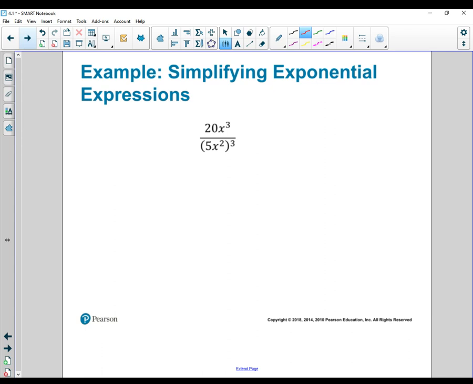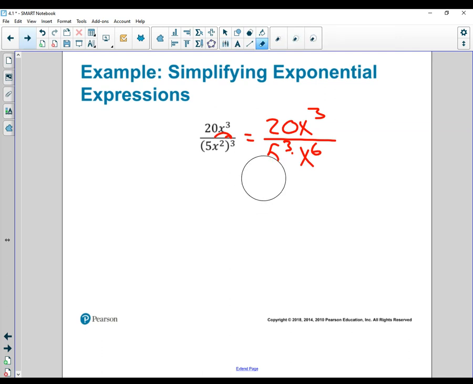Okay, so simplify this thing to its entirety. I'm probably going to do the exponents first here. So 20x cubed divided by, guys, what's 5x squared to the third? Close. It'll be 5 to the third times x to the 6th, right? That third goes to both.